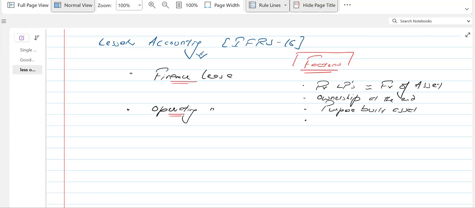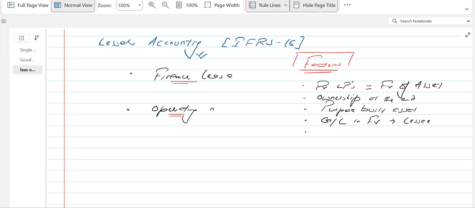Another, for example, the movement, the gains or losses in the value of the asset belongs to the lessee. If there are gains and losses in the fair value, these gains and losses belong to the lessee. That is, if there's any movement in the value of the asset, whether it's a gain or a loss, that belongs to the lessee.